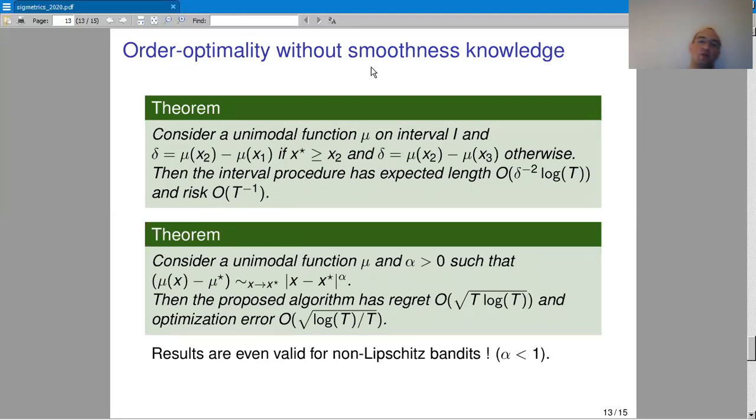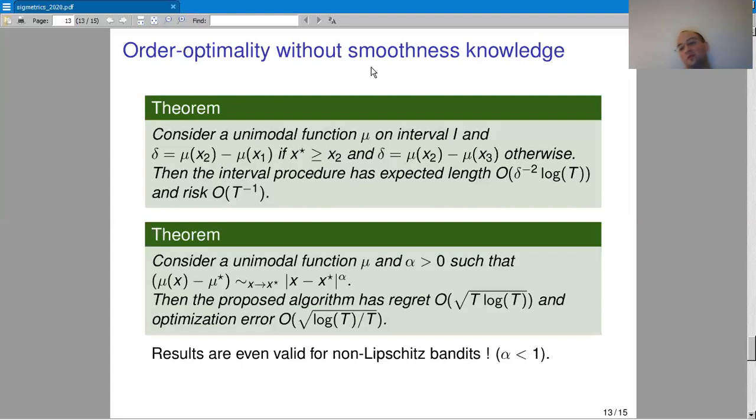All right. So the main result is that this procedure that we have proposed does not take either alpha or c or any smoothness knowledge about the function, and attains the optimal both regret and optimization error. The optimal regret being big theta of square root of t log t, and the best optimization error being big theta of square root of logarithm of t divided by t. It is interesting because it proves that optimality can be reached without any knowledge of the function's behavior about its maximum.